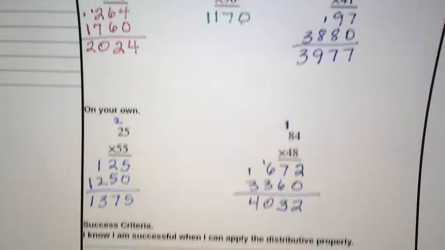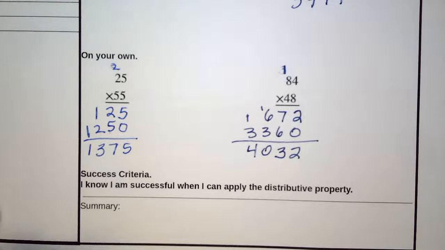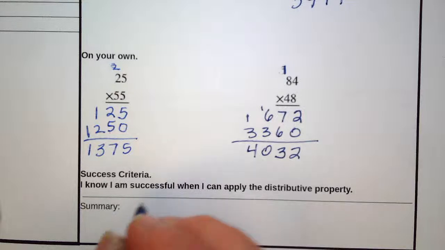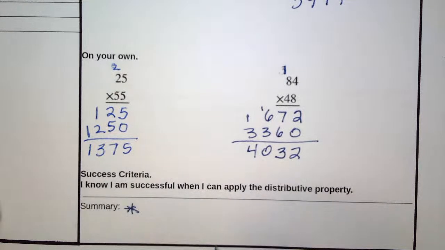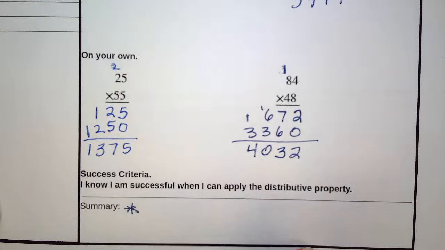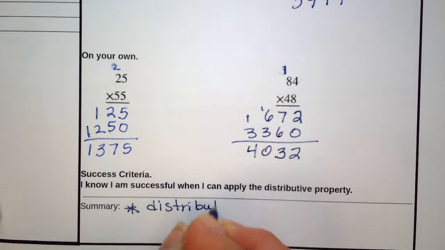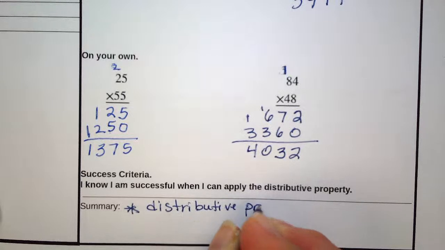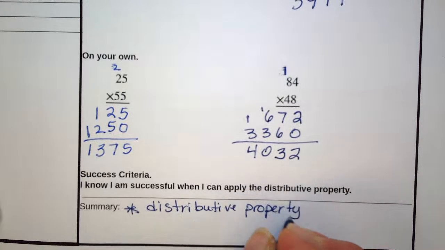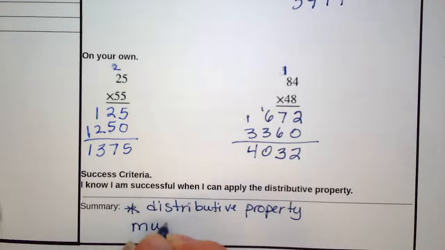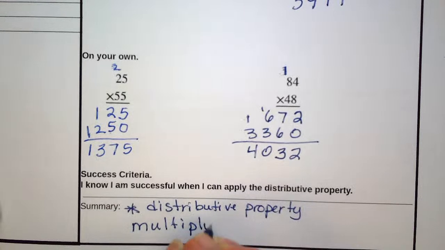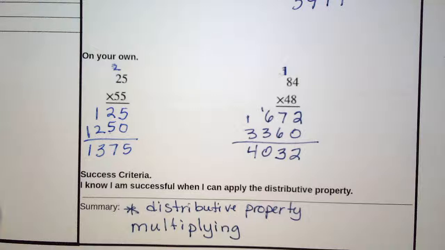How do you know you're successful? You know you're successful when you can apply the distributive property and when you can multiply two digit numbers. So whatever you want to put down here, make a summary: the distributive property and multiplying. So make sure that you understand the concepts. Make sure you've got the techniques down.